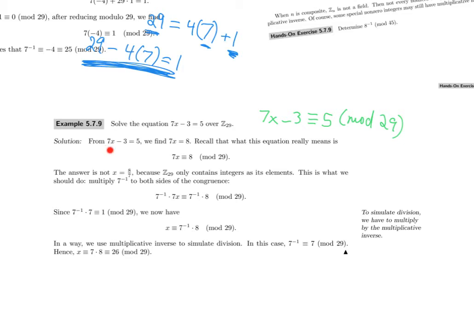All right, well, 7x minus 3 equals 5. We can add 3 to both sides. We get 7x equals 8. I cannot do this. That's not allowed. We can't divide by 7 to get rid of the 7 next to the x. But what we can do, hopefully, is multiply both sides by the multiplicative inverse of 7.